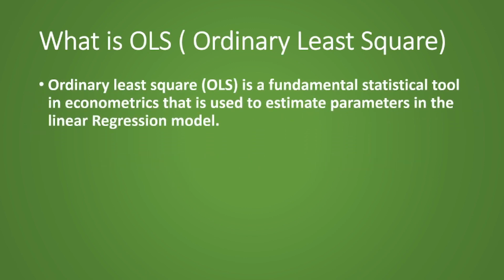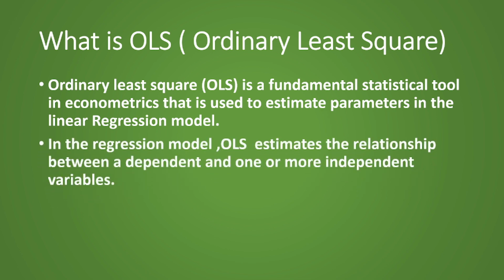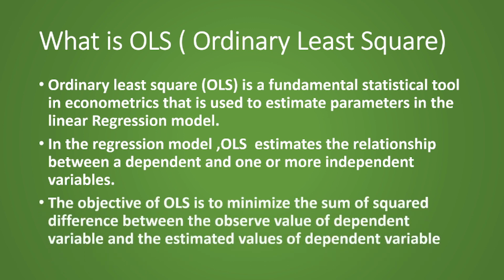Ordinary least square or OLS is a fundamental statistical tool in econometrics that is used to estimate parameters in the linear regression model. In the regression model, OLS estimates the relationship between a dependent and one or more independent variables. The objective of OLS is to minimize the sum of squared difference between the observed value of dependent variable and the estimated values of dependent variable.